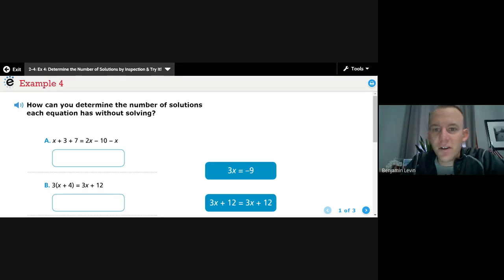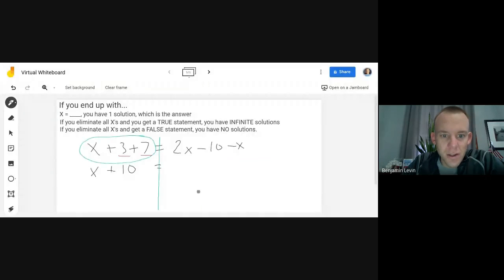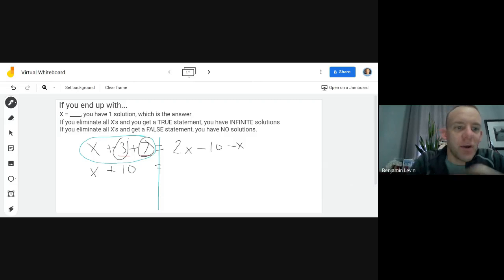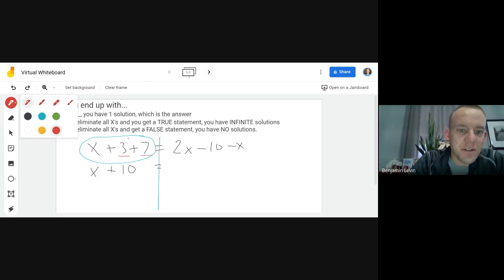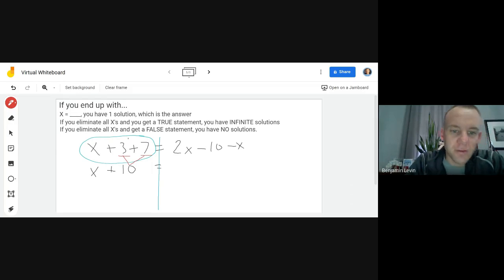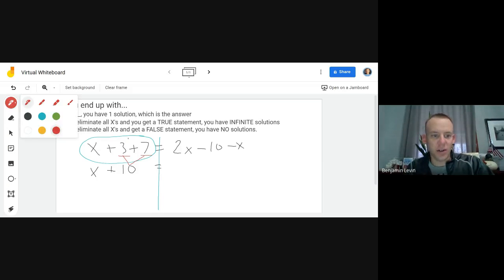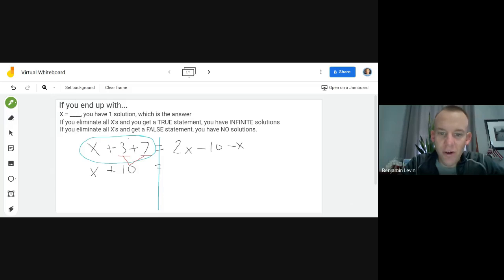Let me come over to the new page. Okay, there it is. So we combined the 3 and the 7 and we made 10, right? You guys have seen me do this before, right? I added the 3 and the 7 to make 10 because they're like terms. That makes sense. Now, what like terms do we have on the right side?